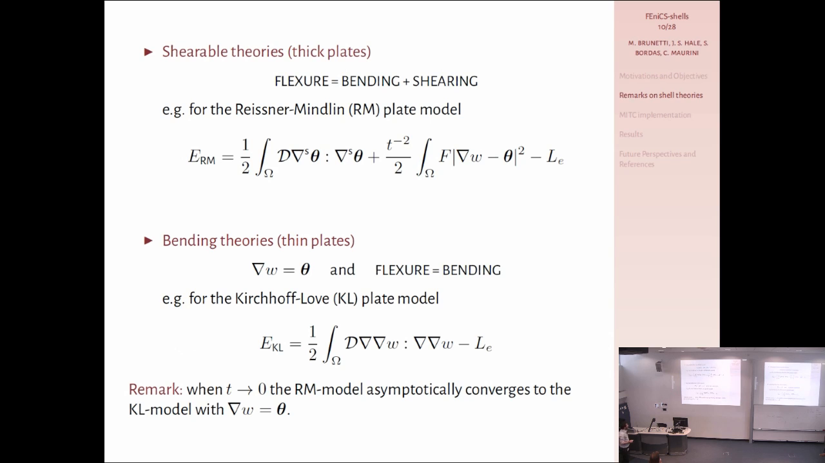For thin structures, one can assume in principle that the fiber normal to the plane remains orthogonal to the middle surface after the deflection. So this is the Kirchhoff constraint, and in this case the flexure is composed of just one contribution, which is the bending one. And we have the second gradient of the transverse displacement in the energy.